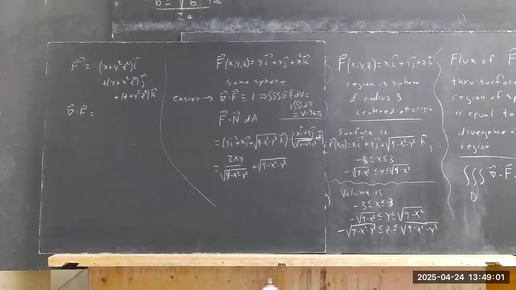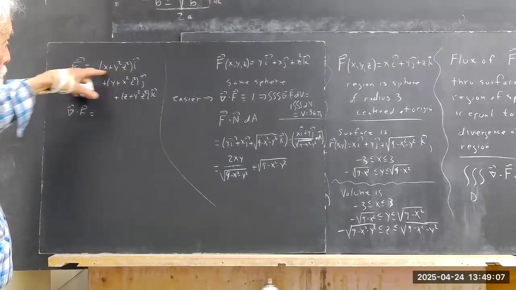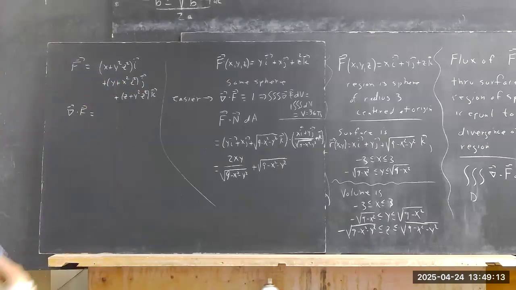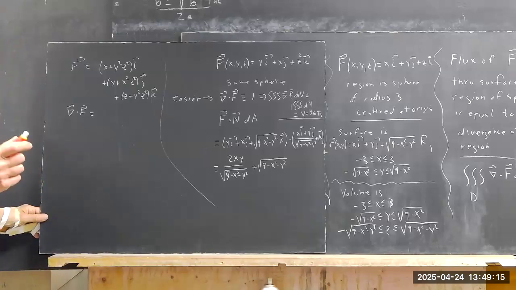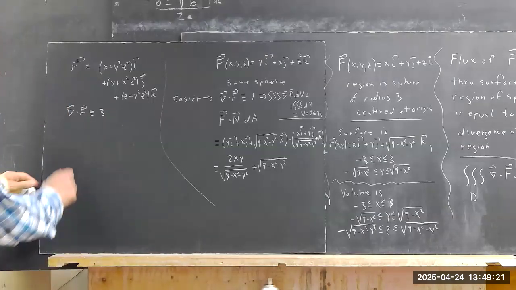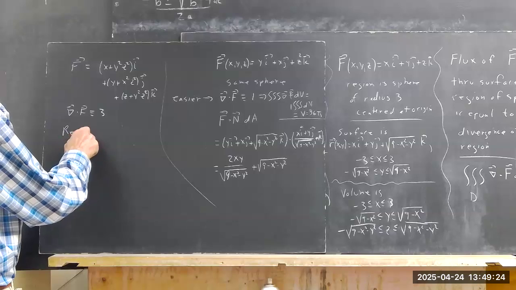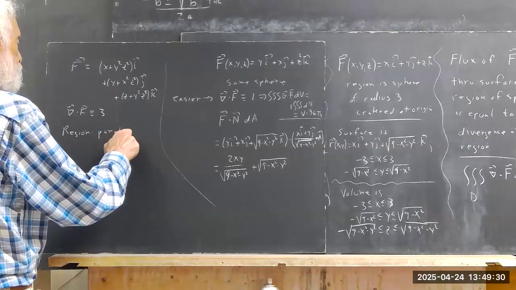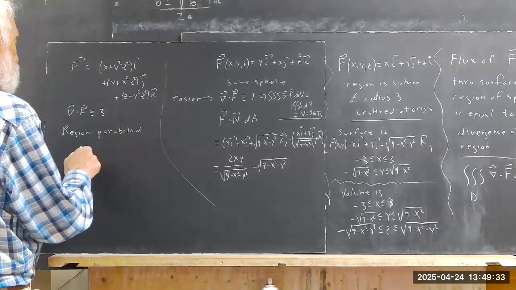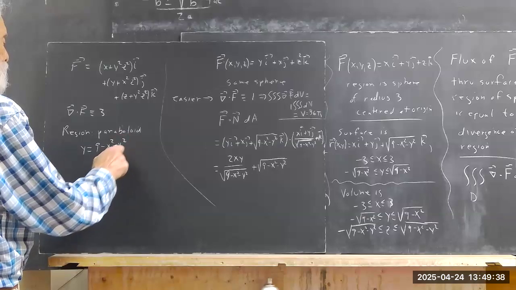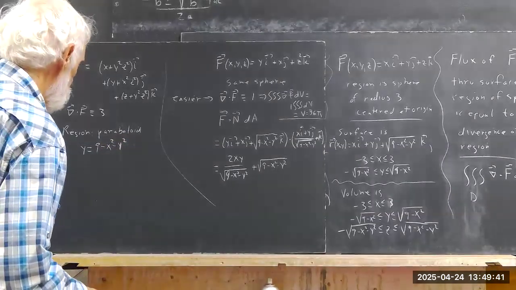We got this function. Okay, so tell me what's the divergence? What's the partial of this with respect to x? What's the partial of this with respect to y? Yeah, keep using the right finger there. Okay, so divergence is 3. Okay, now the region, let's just use 9 minus x squared minus y squared, which we've used before.